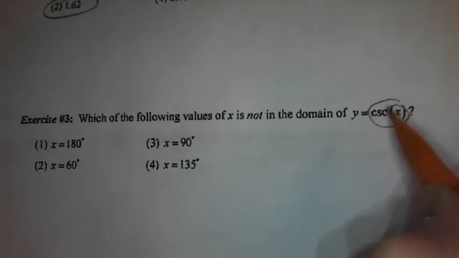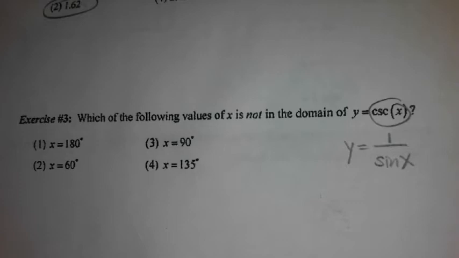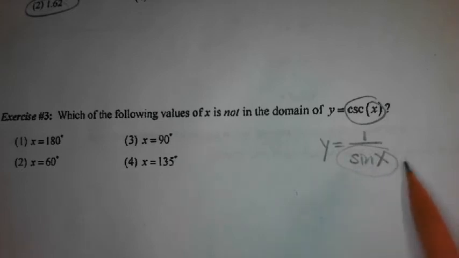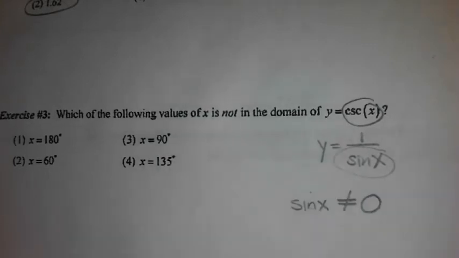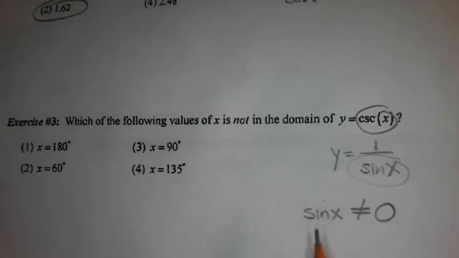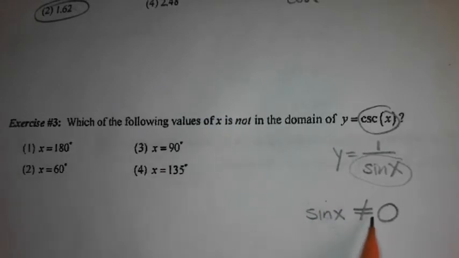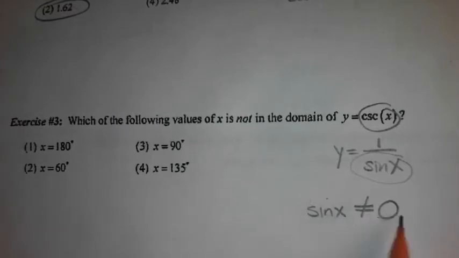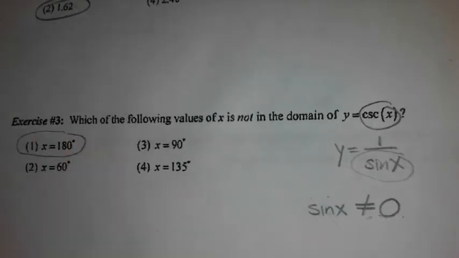So, the cosecant of x is the same thing as 1 over the sine of x, isn't it? Okay. We created a denominator by doing this, and our denominator cannot ever equal what? 0. So essentially, what x value would make the sine of x 0? The sine of what equals 0? Memorized value, think of your chart. 0. The sine of 0 equals 0. Well, 0 is not an option. But which one of these has a reference angle of 0? 180. The sine of 180 is also 0.